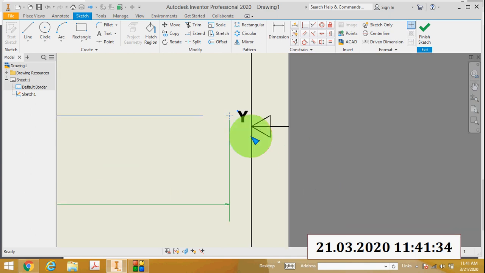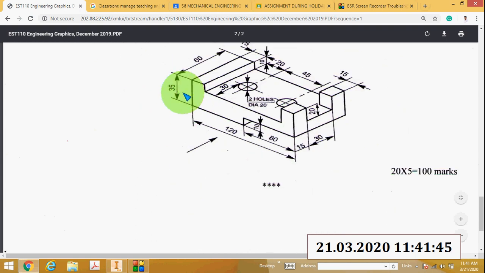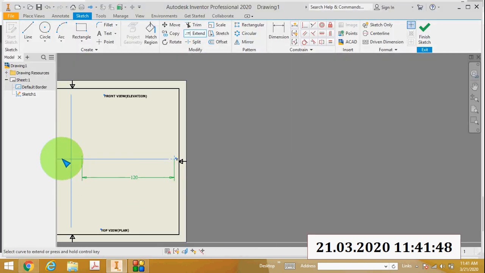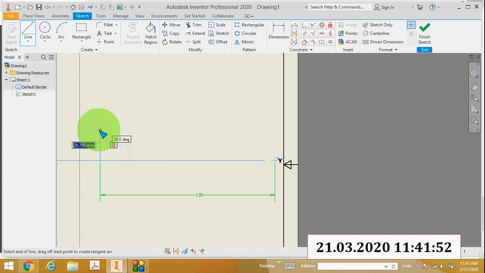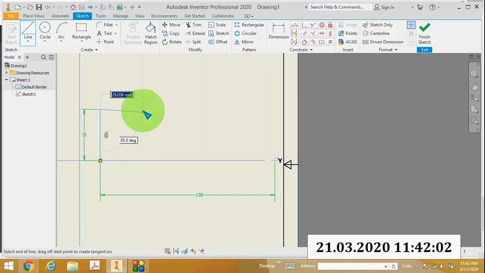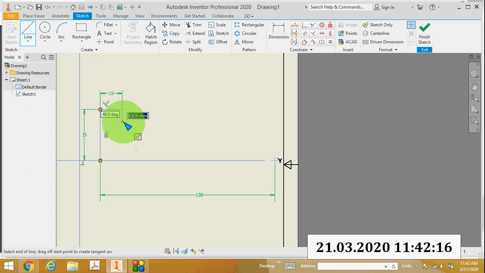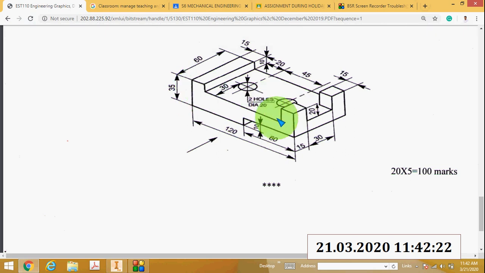Then you can see this height is 35 millimeter. So I will draw a line from this point. This is 35 millimeter. Then this distance is 15 millimeter. So draw a line here. This length is 15 millimeter. Then in the downward direction you can see this length is given as 10 millimeter. Then from this point to this point, draw this line.